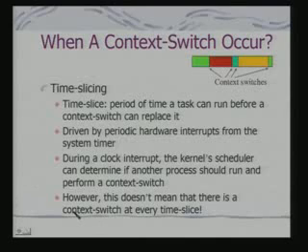However, this does not mean that there is a context switch at every time slice. If multiple time slices are allocated to a process, there won't be a context switch at each time slice.